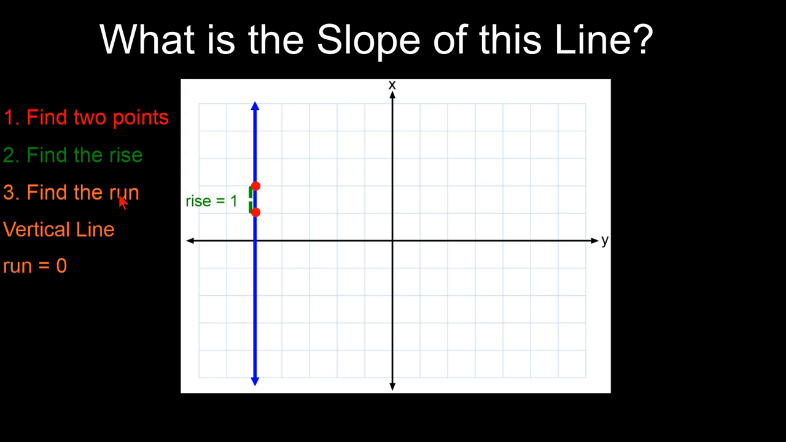Then we want to find the run. Well, from left to right, this line doesn't move at all. There's no run. It has a run of 0. And this is true for all vertical lines.